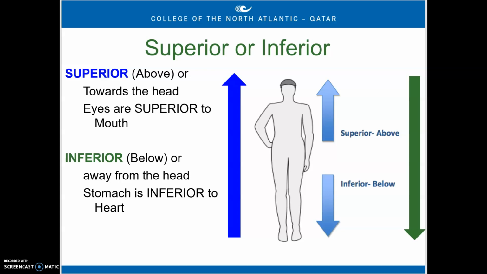If we look at another example here, if we think about the internal anatomy, the stomach, of course, is located below the heart. So we would compare that. We would say the stomach is inferior to the heart. So superior means above, inferior means below. And we use those, as always, with a point of reference. So we use it to compare.